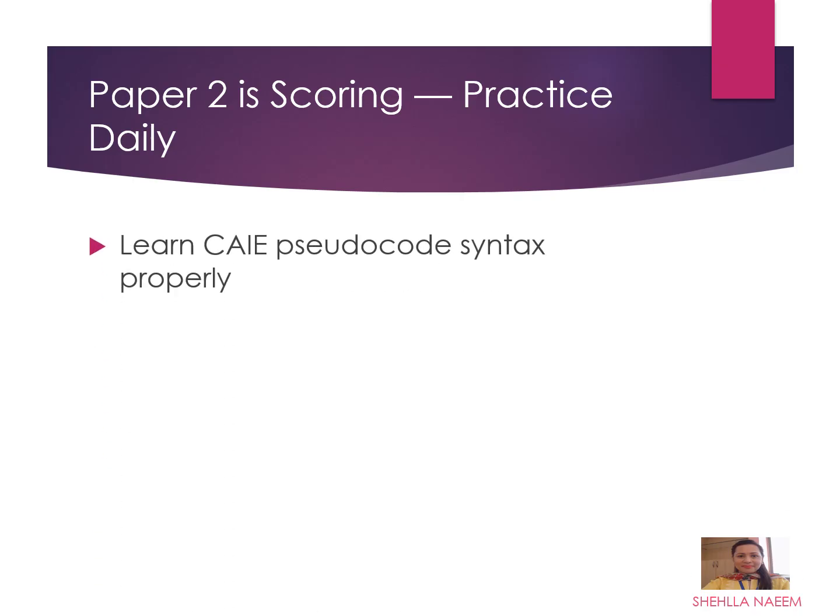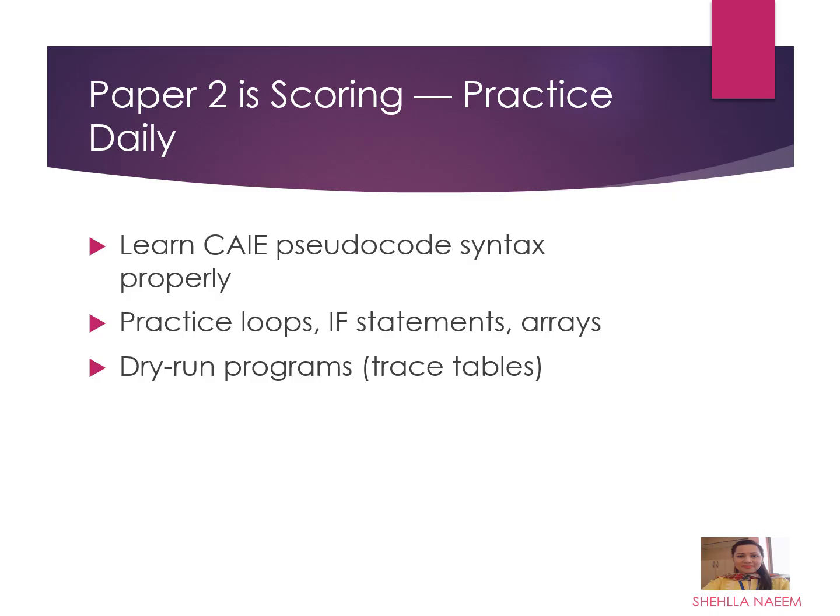You need to learn the CIE pseudocode syntax properly, because that's a typical syntax that you need to understand, which is not difficult, but you need to clear your understanding. You need to practice loops, if statements, and arrays, because your 15-marker question is also based on arrays, one-dimensional and two-dimensional. Then you need to dry run the program, which is simply called trace tables, and understand how trace tables work.